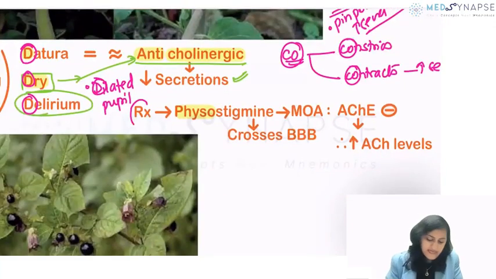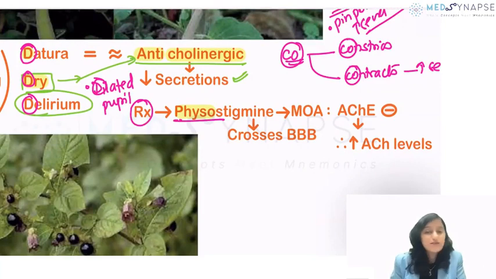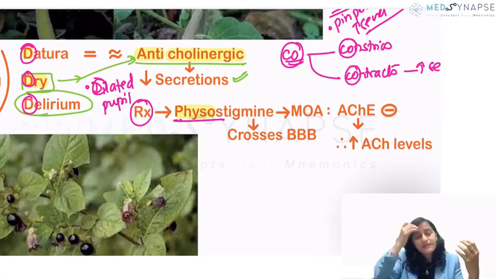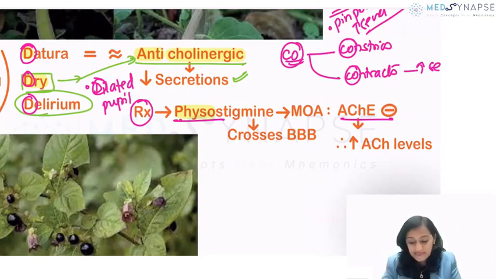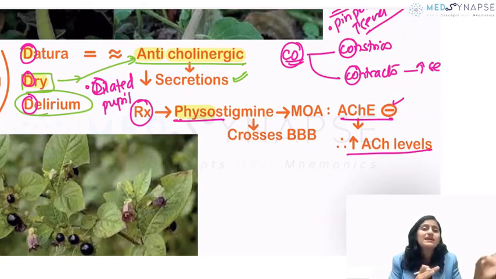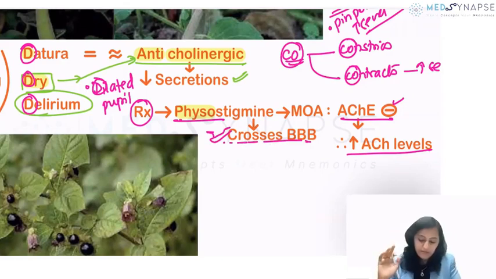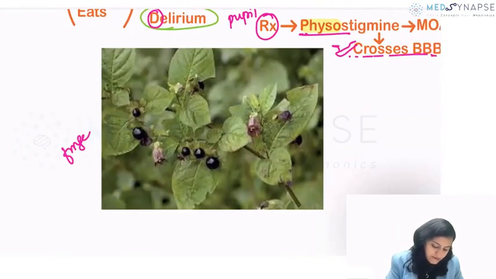Very, very frequently asked in FMG, asked in NEET PG in all exams. The treatment antidote for Dhatura is physostigmine because it penetrates the brain. It is a friend of the brain. So physostigmine, mechanism of action, this is acetylcholine esterase inhibitor, will increase the acetylcholine levels and neutralize the anticholinergic effect of Dhatura. This crosses the blood-brain barrier. So physo is friend of the brain, crosses the blood-brain barrier. Even this image has been asked in one of the FMG exam.